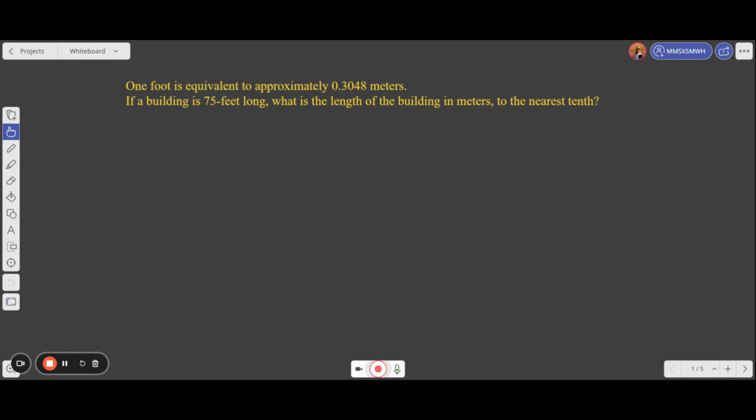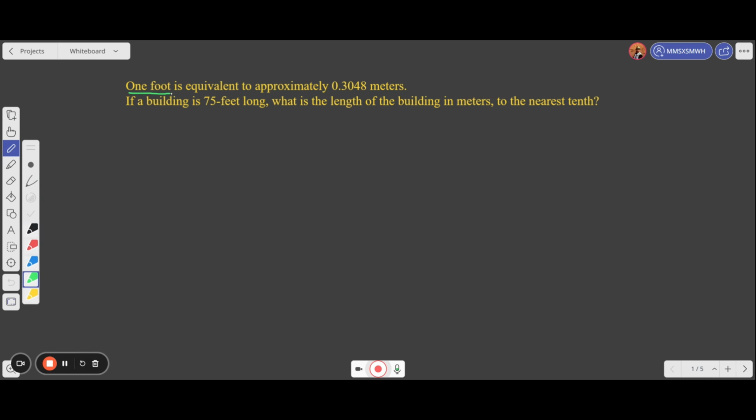1 foot is equivalent to approximately 0.3048 meters. If a building is 75 feet long, what is the length of the building in meters to the nearest tenth? First of all, let's take the important information from the given question.